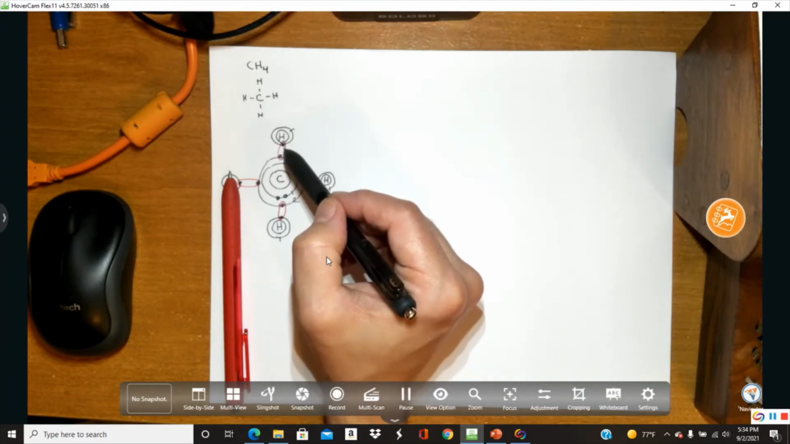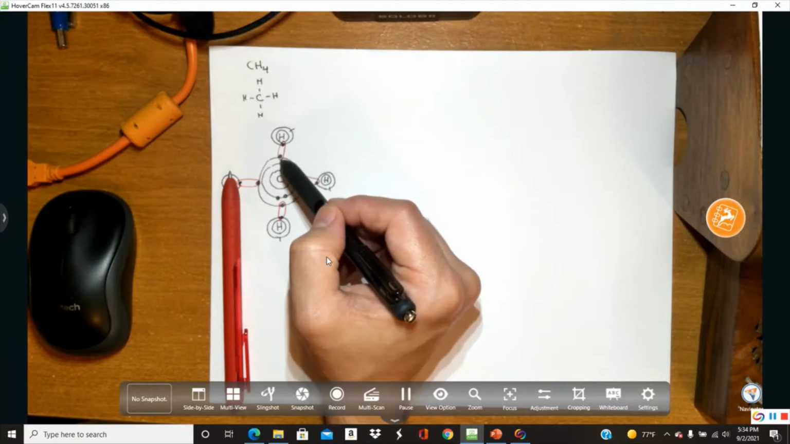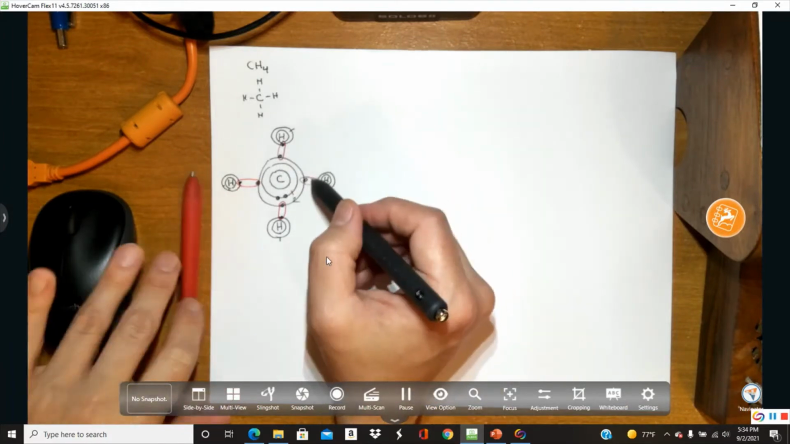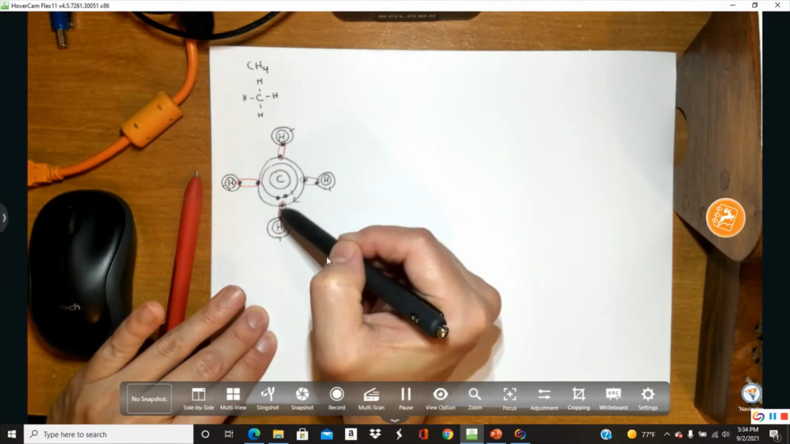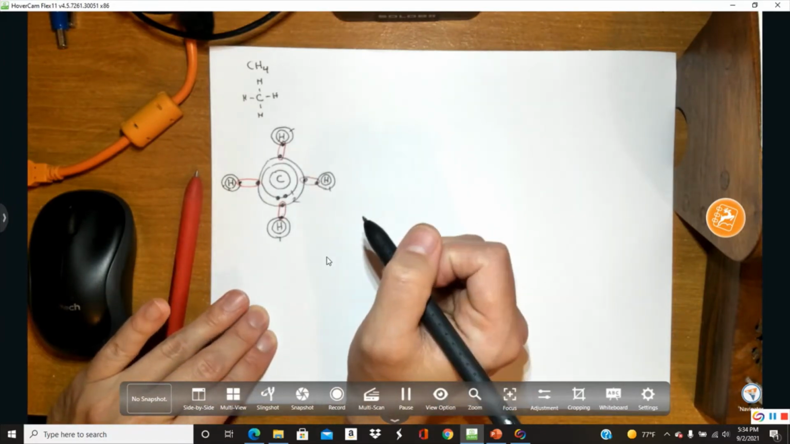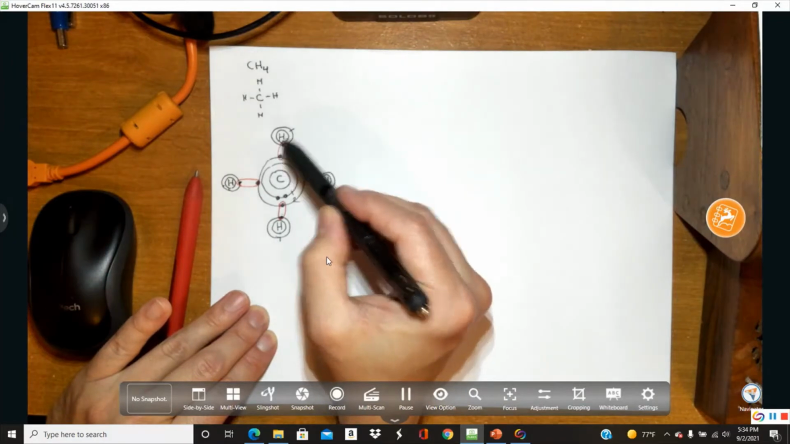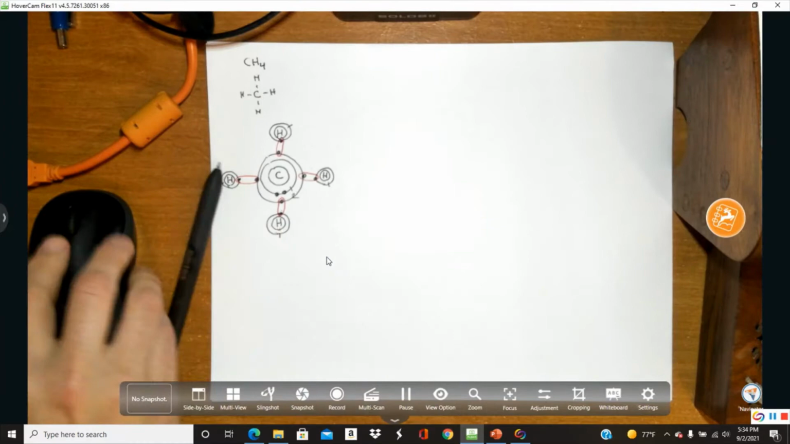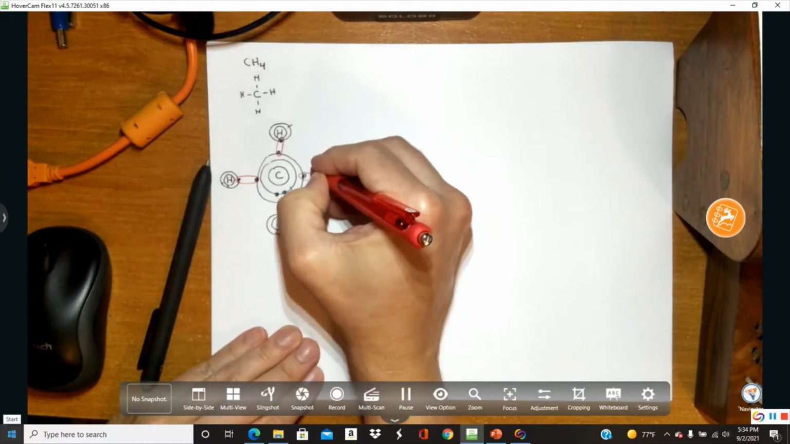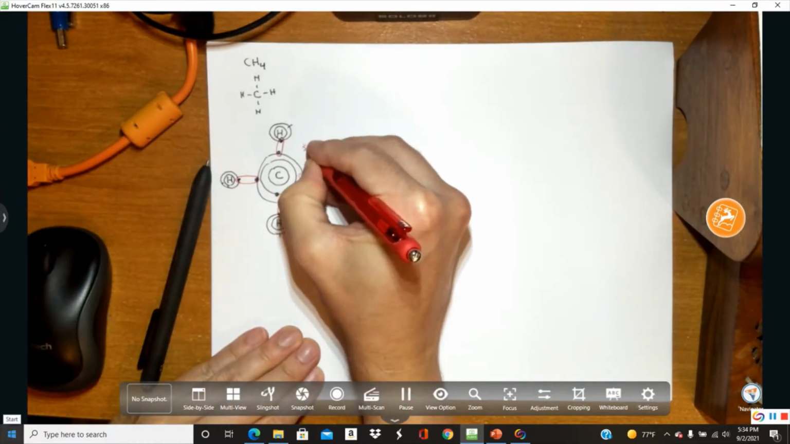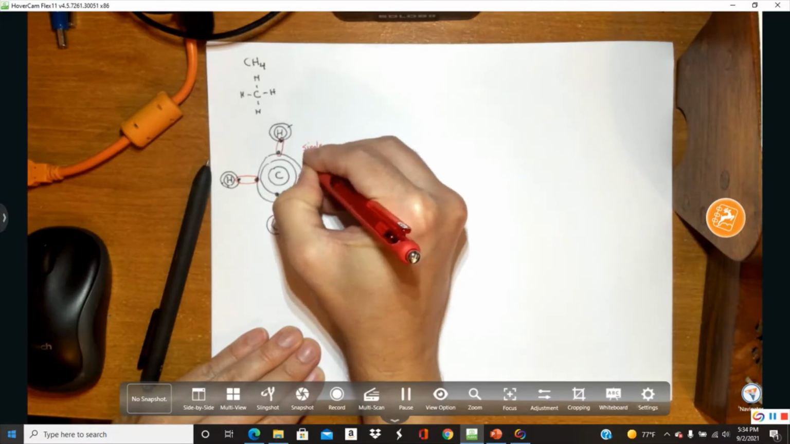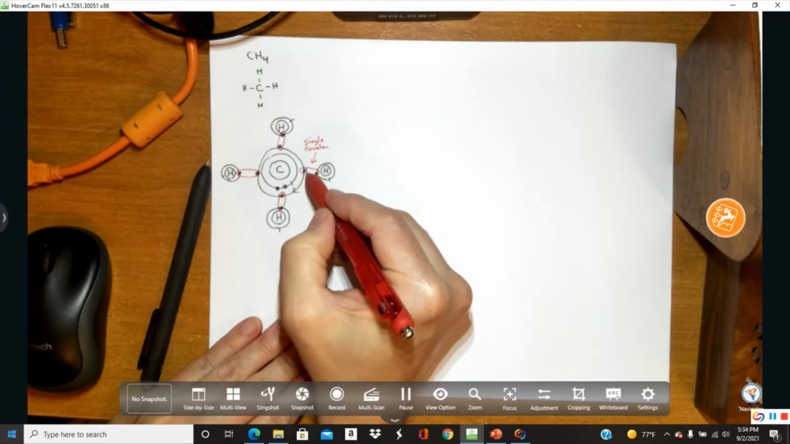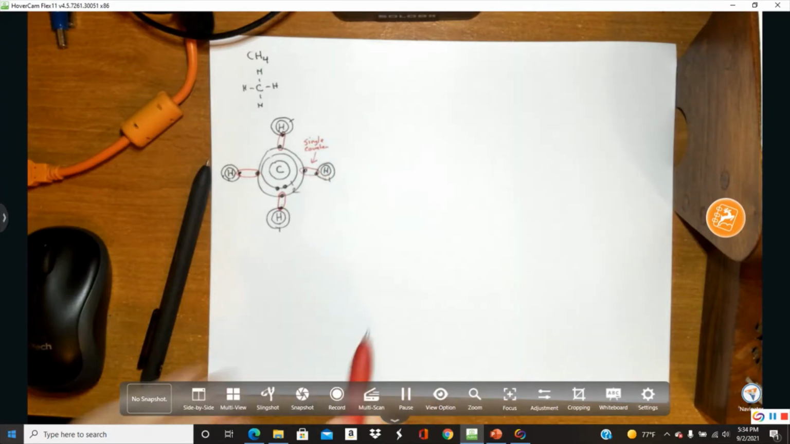But so does carbon, because it shares the pair too. So carbon is going to get those, and the same here. What carbon is getting is 2, 4, 6, 8 electrons. Hydrogen's getting 2, hydrogen's getting 2, hydrogen's getting 2, hydrogen's getting 2. And these bonds are referred to as a single covalent bond, and that is sharing 1 pair of electrons or 2 total electrons.